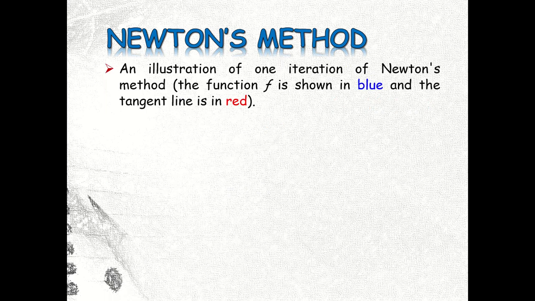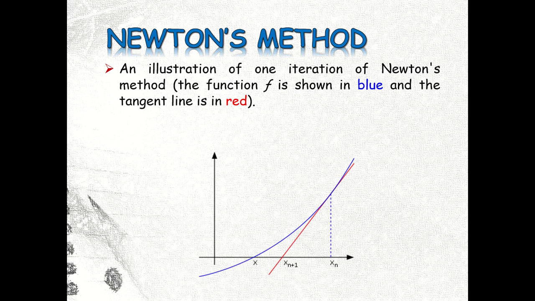An illustration of one iteration of Newton's method: the function f is shown in blue and the tangent line is in red. Okay, so this is just an illustration of one iteration. You are given the function, this is blue color, and then we approximated this function by its tangent line. Initially we let this be our initial guess of the root, where the true root is found here.